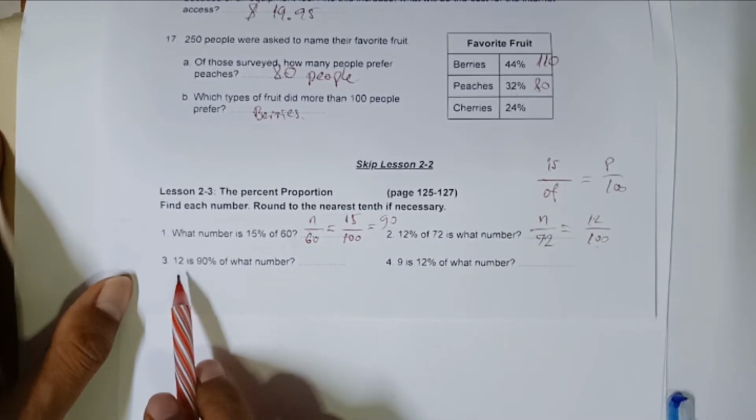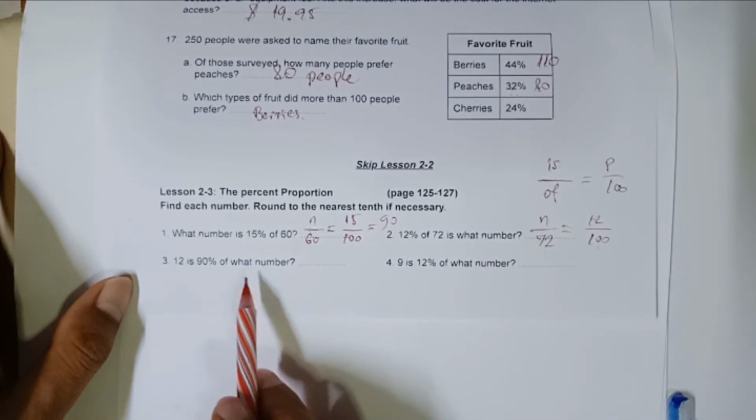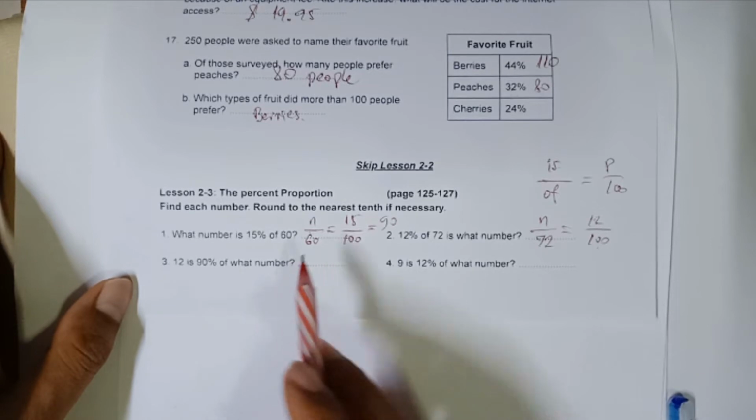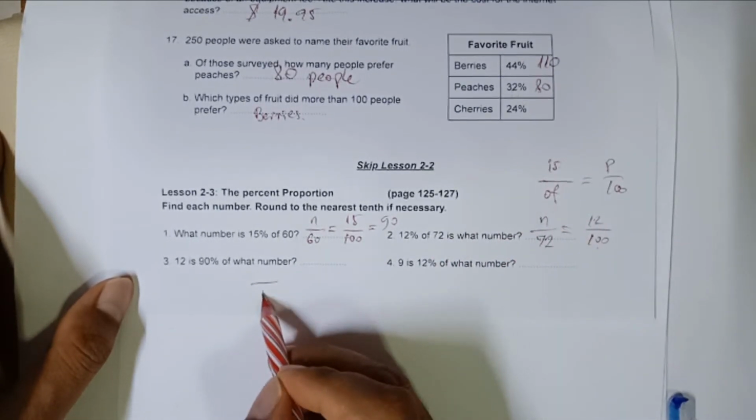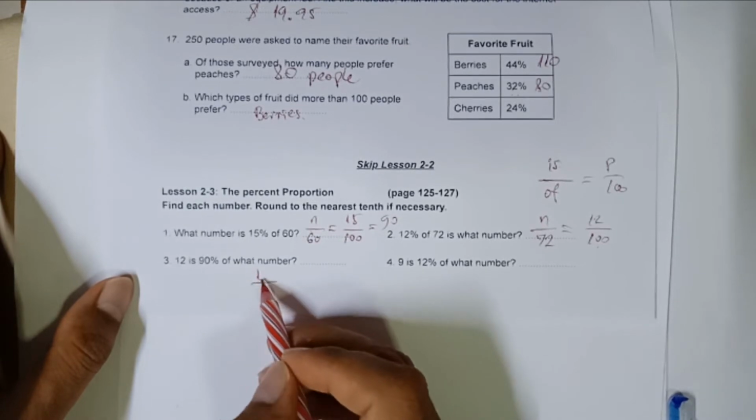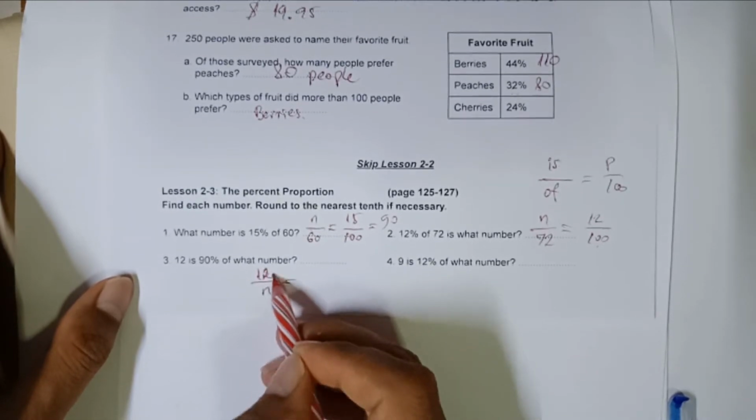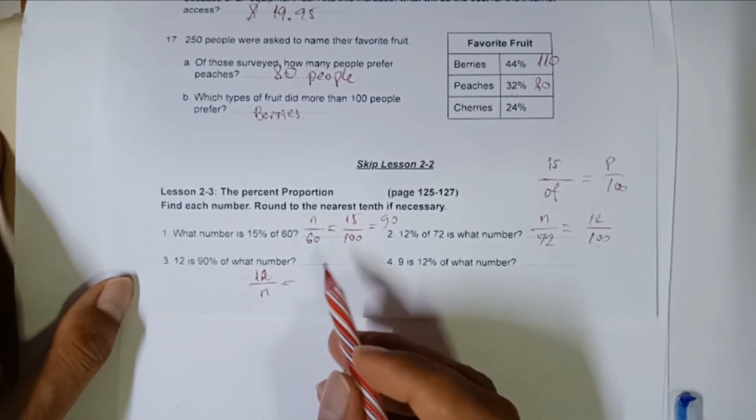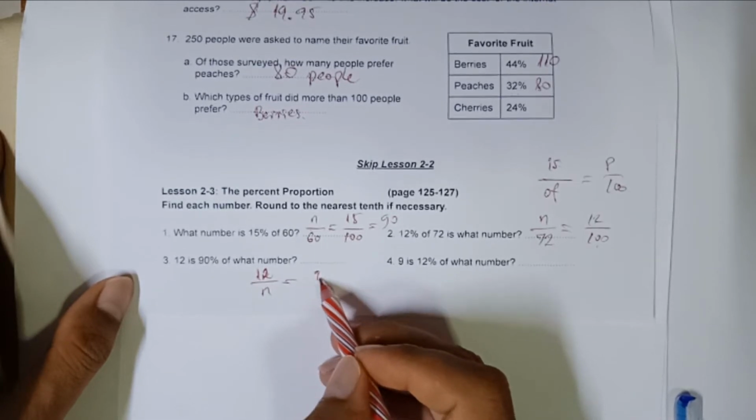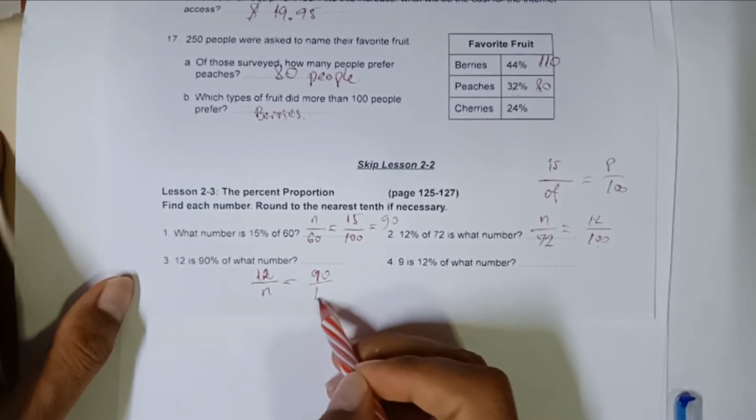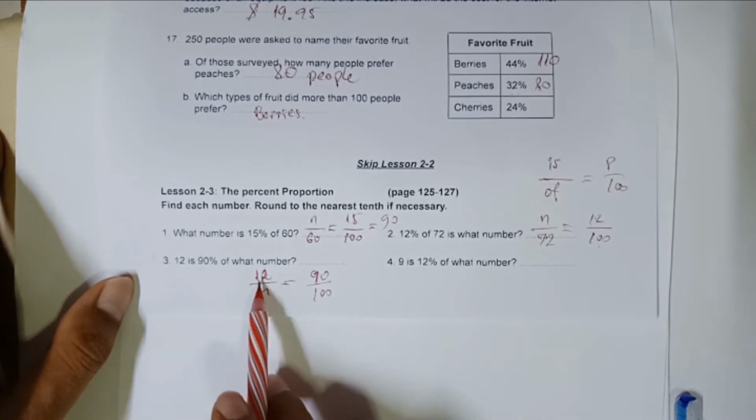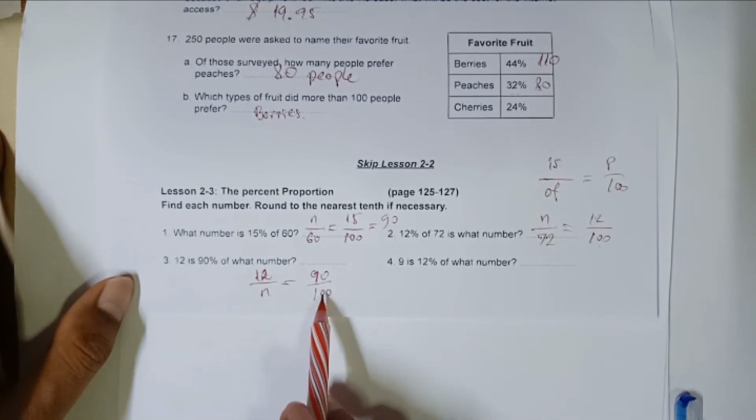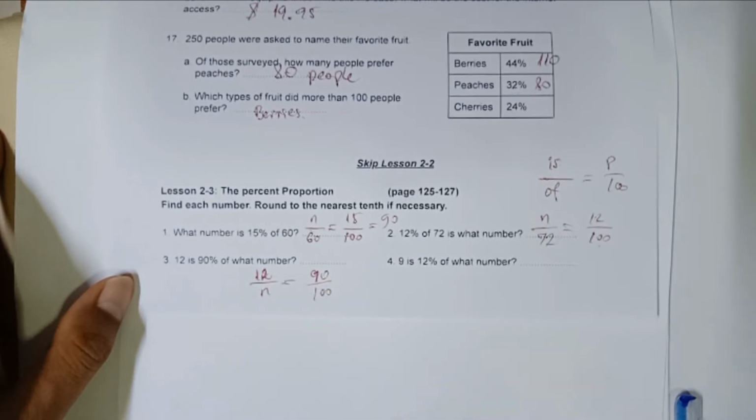This number, 12 is 90% of what number? Of what number? It seems like the number down here is missing, and 12 is up here. And then you will have 90%, 90 over 100. Now when you write it like this, all you need to do is 12 multiplied by 100 divided by 90. You have your answer for n.